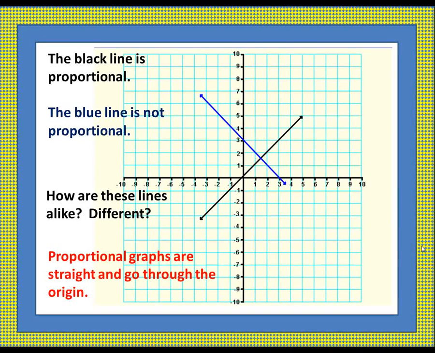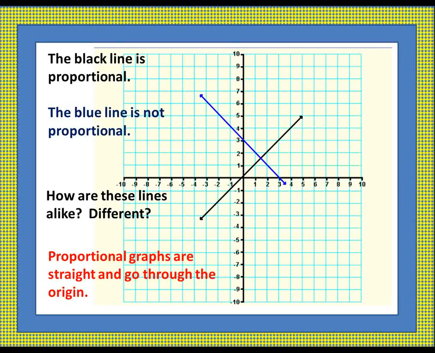Proportional graphs are straight and go through the origin. I want you to write down, forget the "are straight." Of course, that's going to be straight. You're going to highlight that. Proportional graphs go through the origin. Write that down to the right of this example, and highlight it. That means you put a box around that because that's one of the two things that you need to remember for tonight's homework.